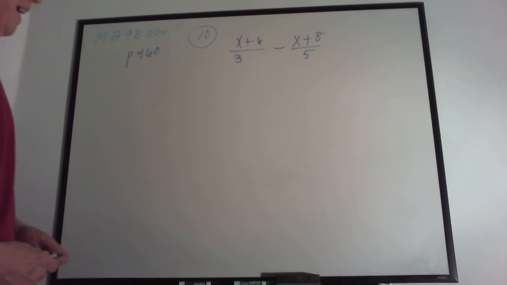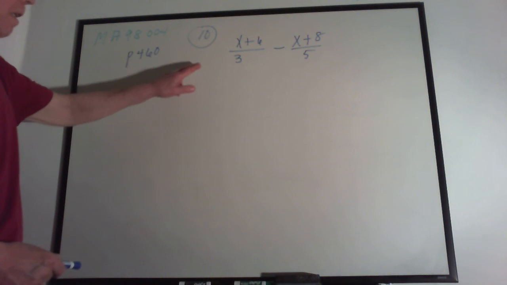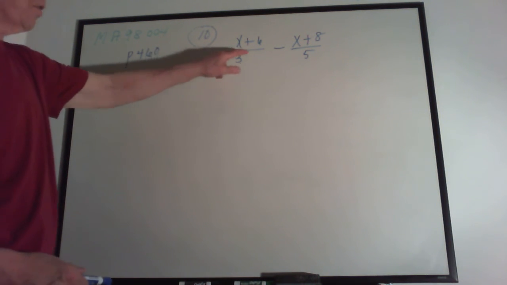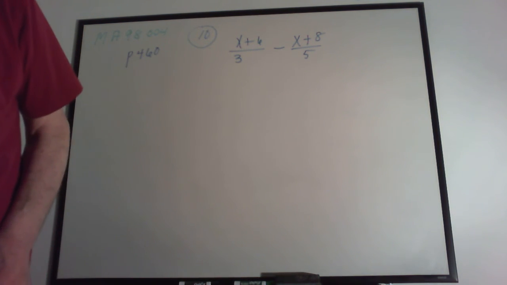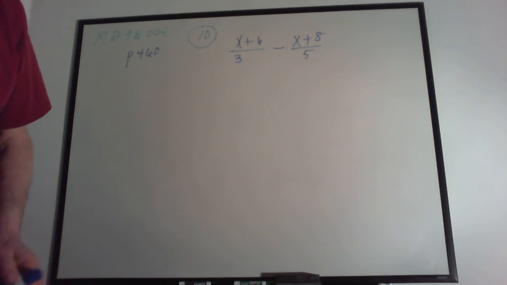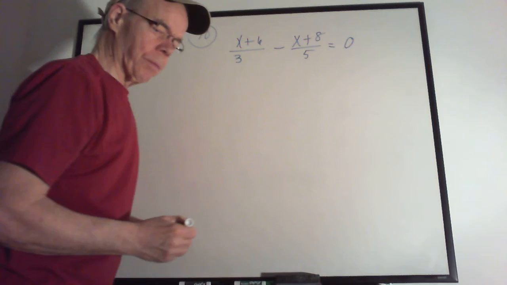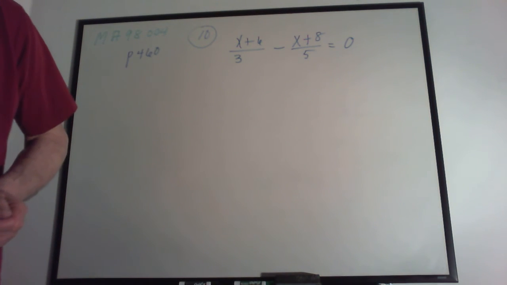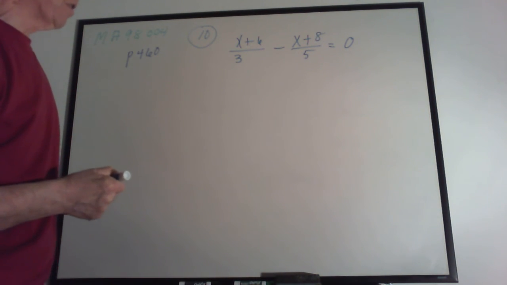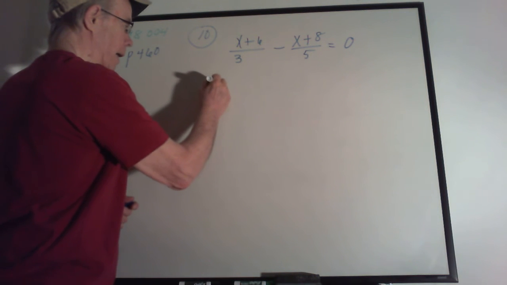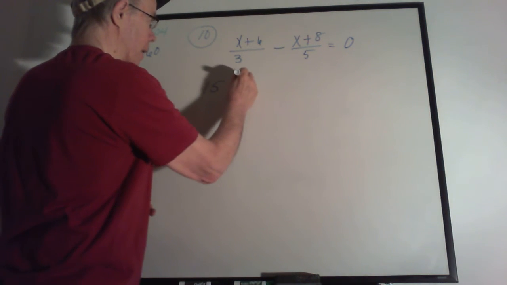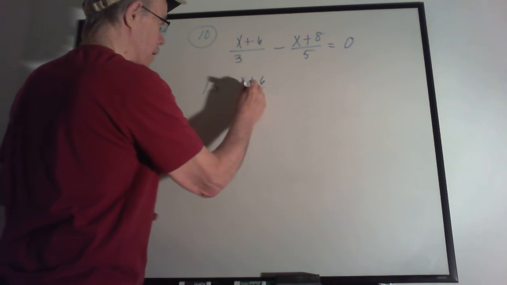All right, let's turn to page 460, number 10. You want to subtract them. Find a common denominator. Well, actually, let's do this. It's equal to 0. Find a common denominator, which is 15, and multiply everything by 15.